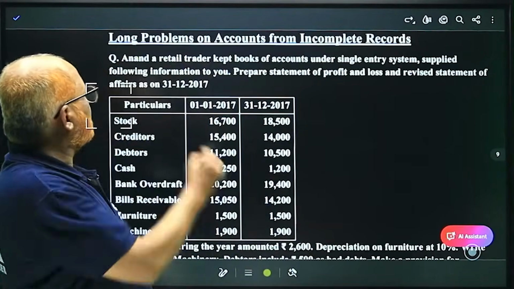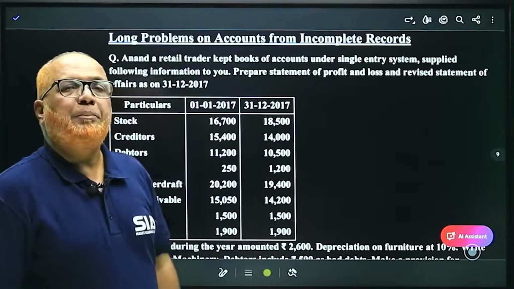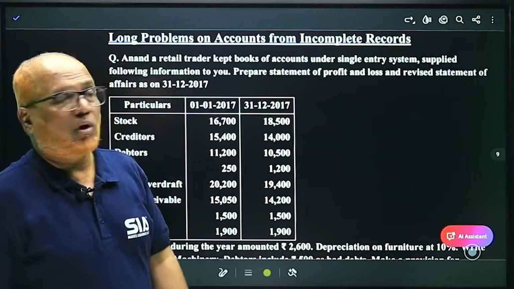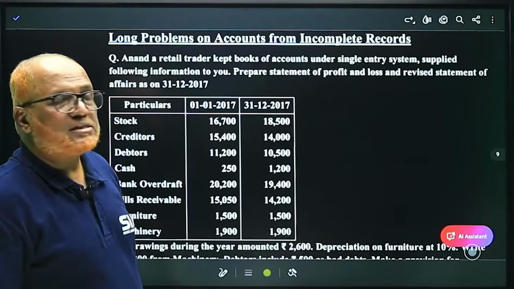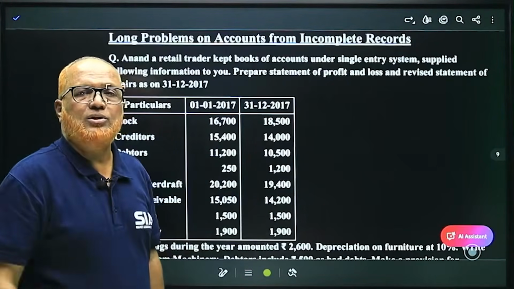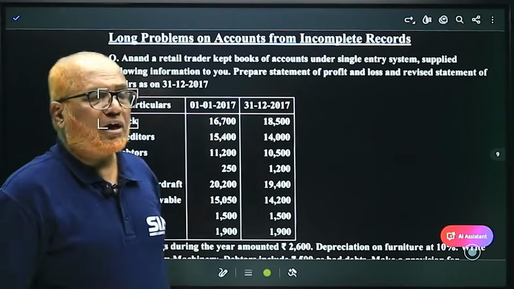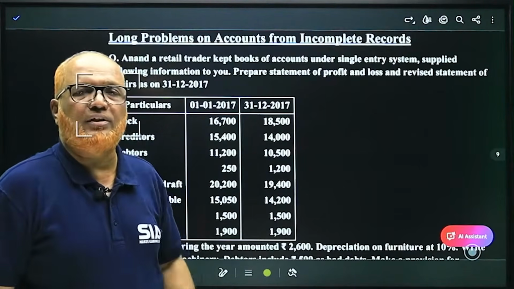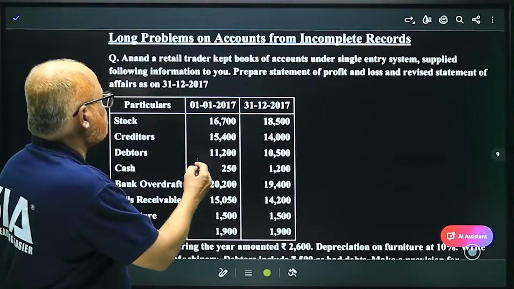Then supplied the following information to you. Prepare statement of profit or loss and revise the statement of affairs on 31st December 2017. So what you have to find out? Making a profit and loss account and a revised statement of affairs for the year 2017.